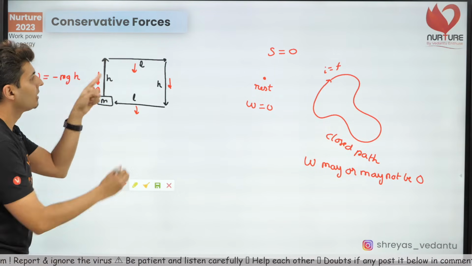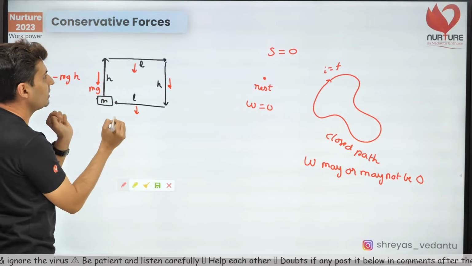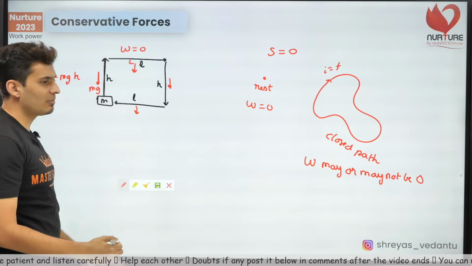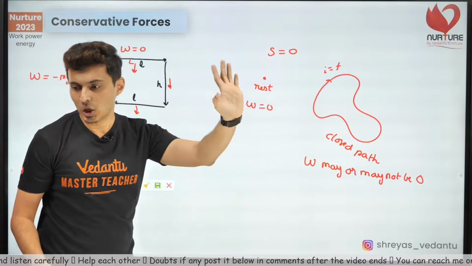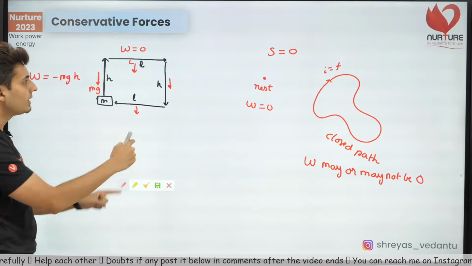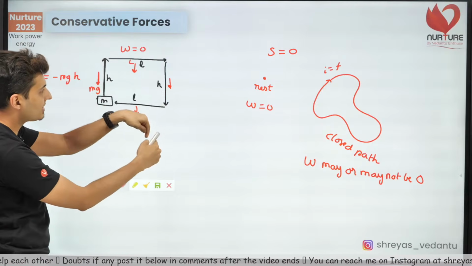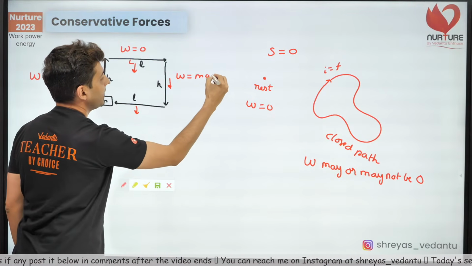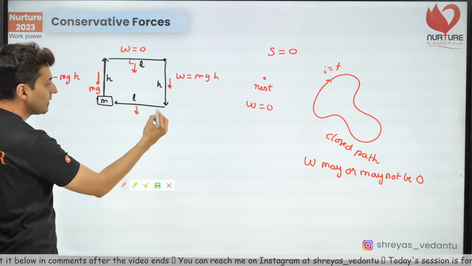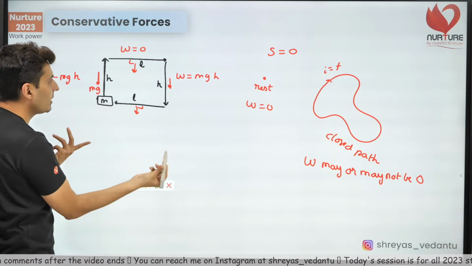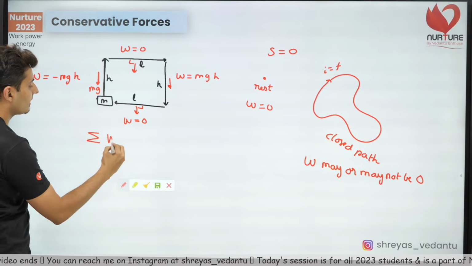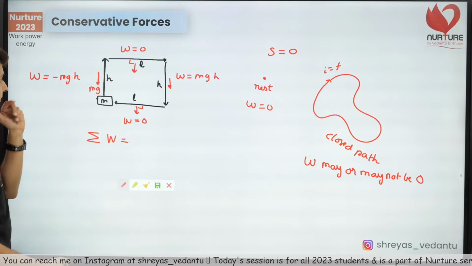From here to here, the force is perpendicular to the displacement. So the work done will be 0 because it is perpendicular. Remember, F s cos theta. Gone. 0. Similarly, from here to here, force is down, displacement is down. So what will be the work? mg plus h. So mgh. From here to here, force is perpendicular to the displacement. Work done is 0. So what is the total work done?